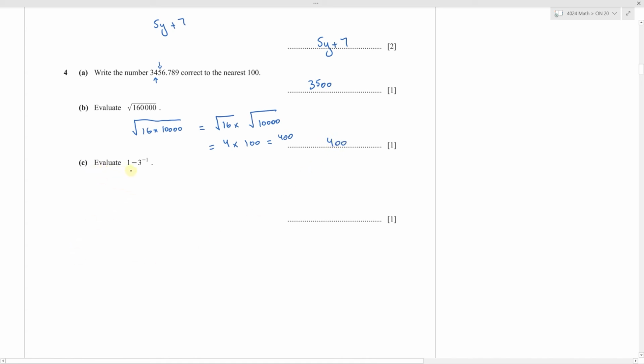Part C is evaluate 1 minus 3 to the power minus 1. So 1 minus 3 to the power minus 1 means 1 minus 1 over 3. Now I can take the LCM, which is 3. This one will be multiplied by 3, so this will become 3 minus 1 over 3, which is 2 over 3.